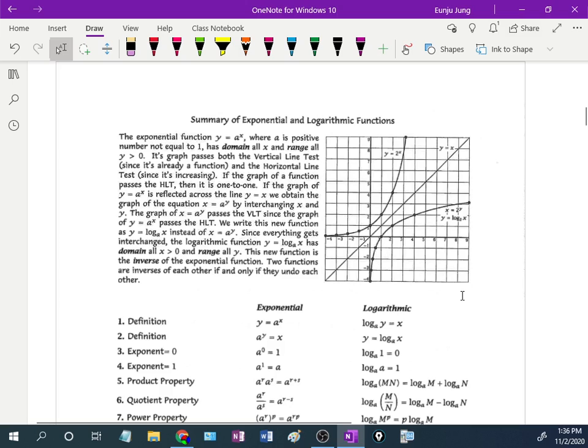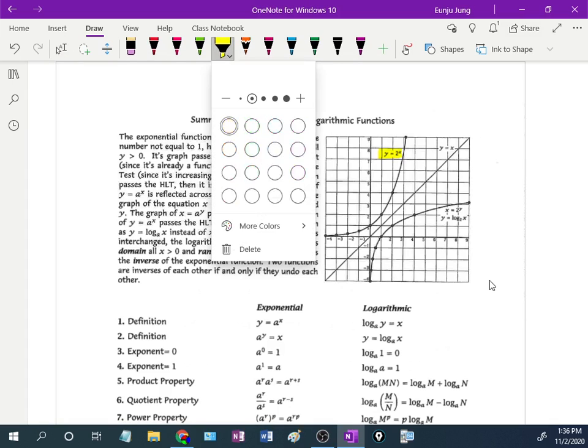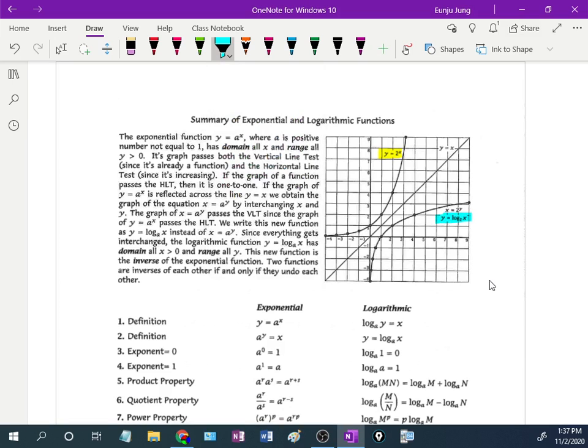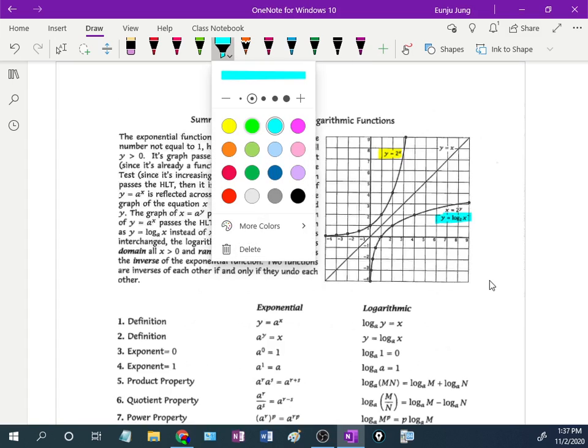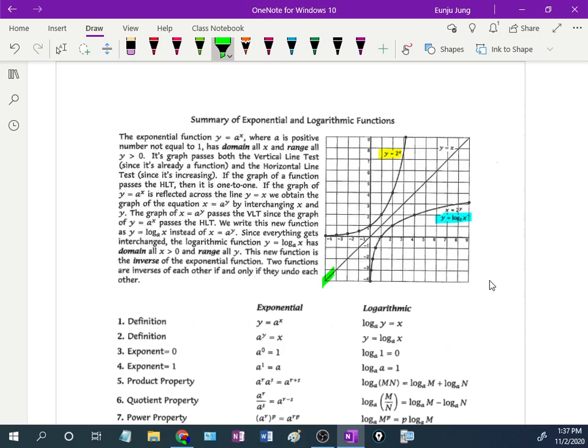Next page, we have the graph of the logarithmic and exponential function. Which is the logarithmic function? Oh, we don't know, because this is the first day, so let's think about which is the exponential function. This is the exponential function, right? And the other is called the logarithmic function. They are inverse to each other. How do I know they are inverse to each other? Because they are symmetrical along y equals x.